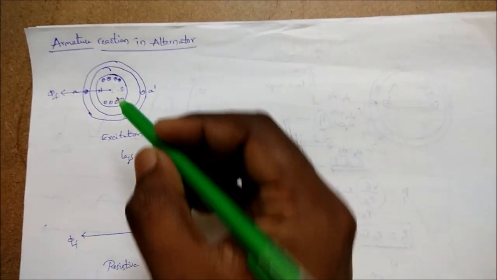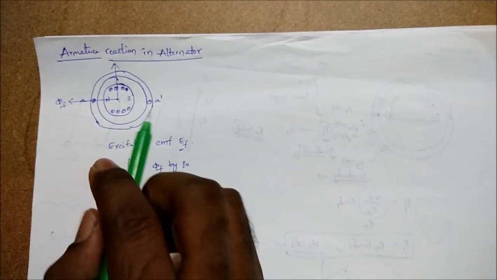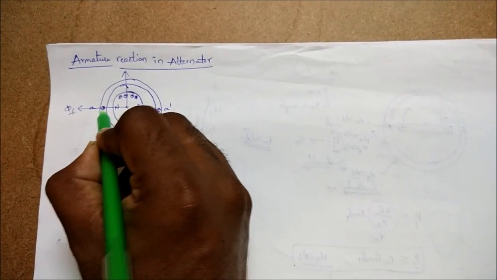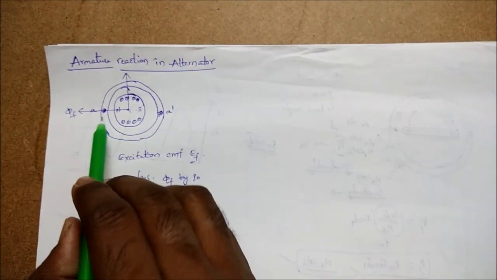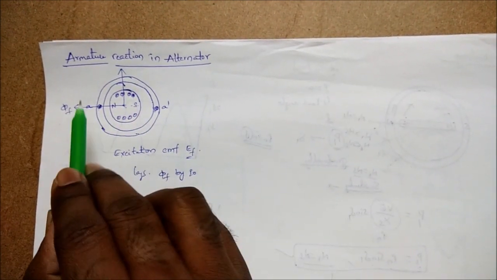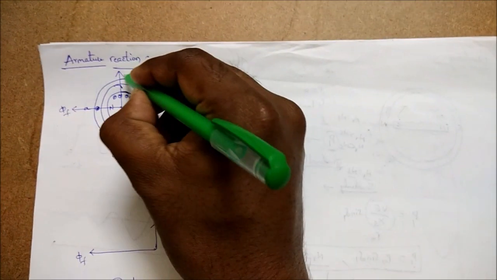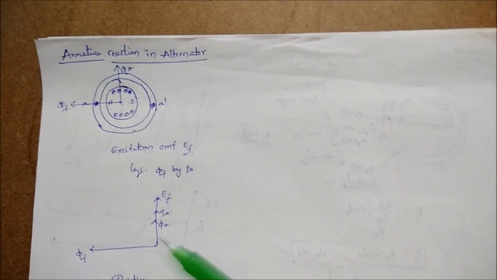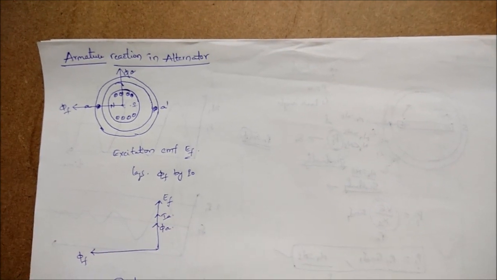If you see, the flux will be like this. Here cross will be produced and here dot will be produced. The current is flowing like this, and as the current is flowing like this, the direction of the flux will be in this direction. This is phi A, the armature flux, because of the current flowing through the armature conductors. That flux is called phi A.